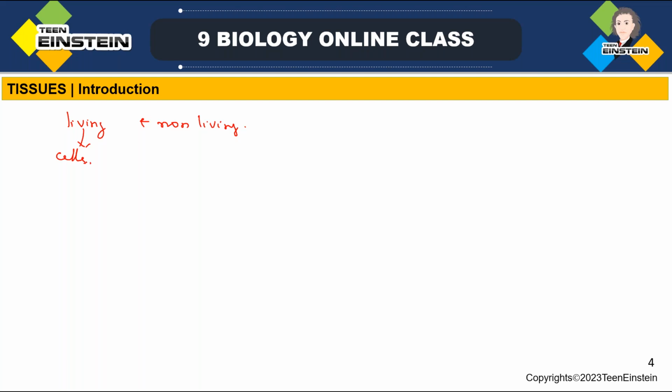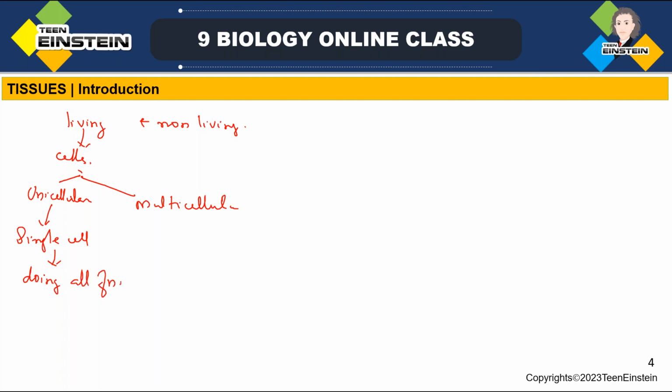And living organisms are of different types, like unicellular and multicellular. This also we have learned. So how are we connecting that chapter and this chapter? The unicellular organism we have learned is made up of a single cell, right? And this single cell is performing all the basic functions, right?